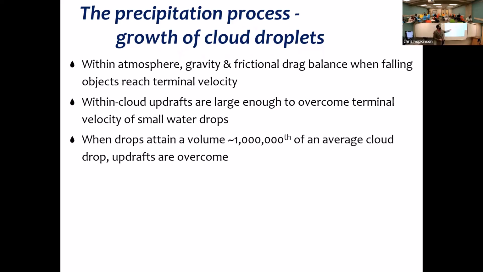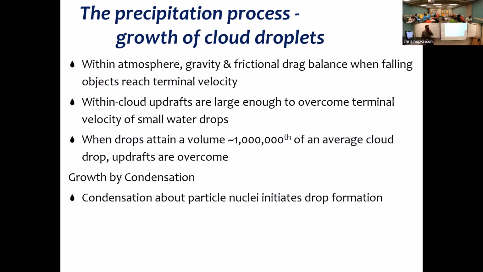Eventually, when the drops attain, I don't know where this statistic came from, it's out of the 2300 textbook, but when they attain a volume of 1,000 of an average cloud drop, then gravity starts to act on them. But it's not like they come flying out of the atmosphere. Then they can actually start to move down, but updraft is still going to move them around. So what's important then is we've got multiple processes by which moisture can gain sufficient mass to fall.